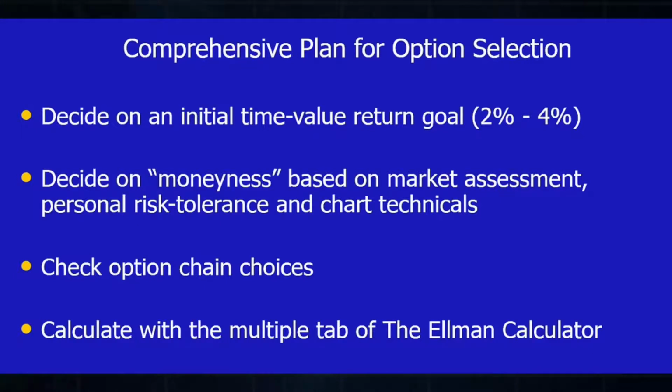Make a moneyness decision on your option, and that should be based on your overall market assessment, personal risk tolerance, and chart technicals. If you want additional protection, you want higher delta in the money. If you're more bullish on your trade, you want additional opportunity for share appreciation, and you want lower deltas. Again, it varies, and it may vary from month to month. So you can't lock yourself into one delta and say that's what I'm going to use all the time. And then you do your calculations with the multiple tab of the Ellman Calculator.